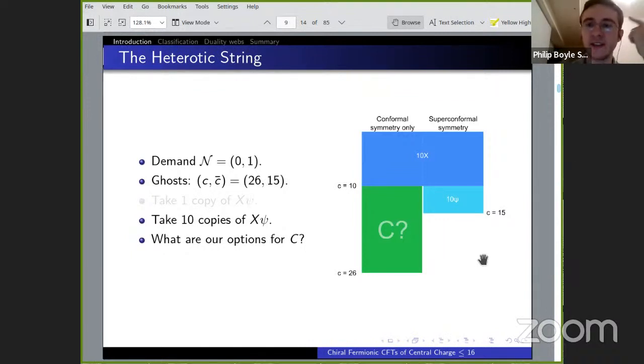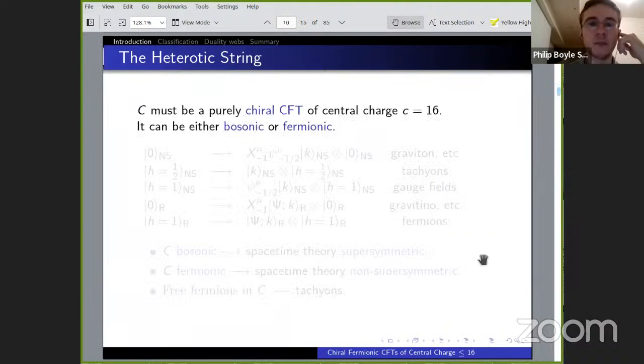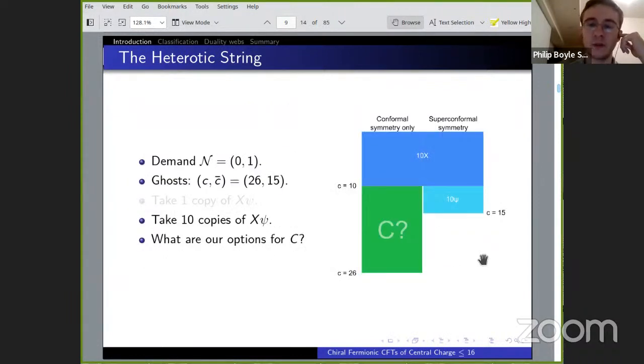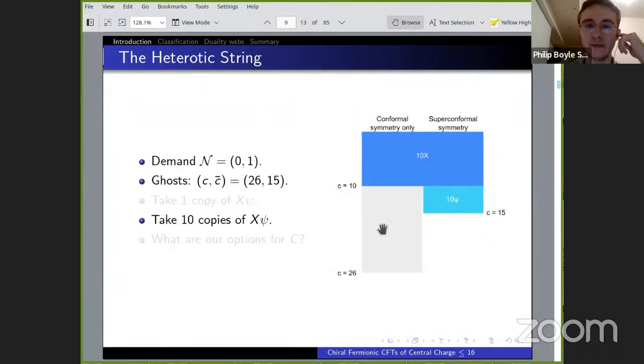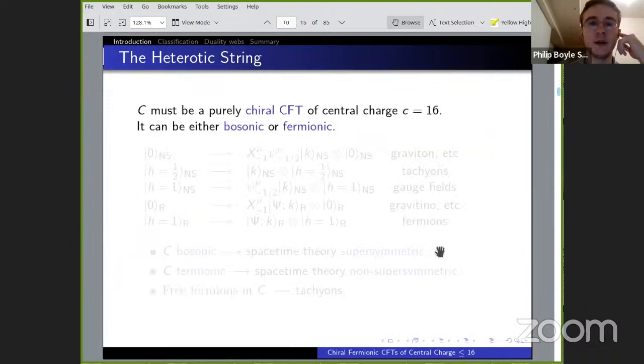So what are our options for C? Well, C must be purely chiral, because of course the only central charge left is on the left. And it must be a purely chiral CFT of central charge exactly 16. And in particular, it can be either bosonic or fermionic.